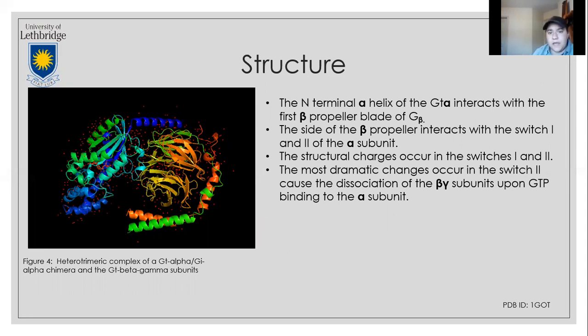The side of that beta propeller is going to interact more specifically with the first and second switch of the alpha subunit. That is going to cause a structural change of the first and second switch. However, the most dramatic change happens in the second switch, where we have the dissociation of the beta and gamma subunits upon the arrival and binding of the GTP to the alpha subunit.